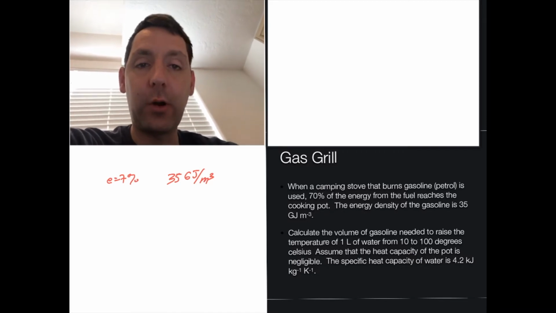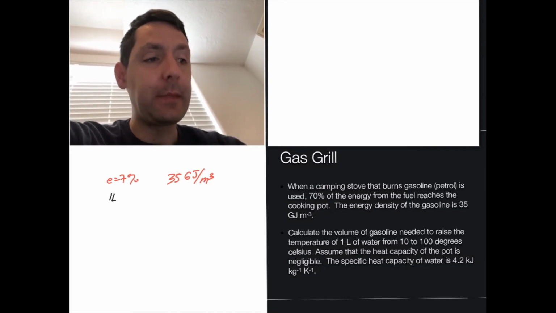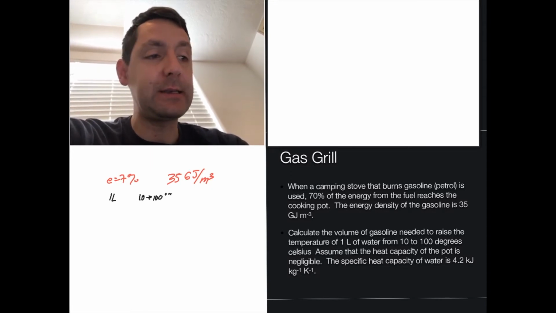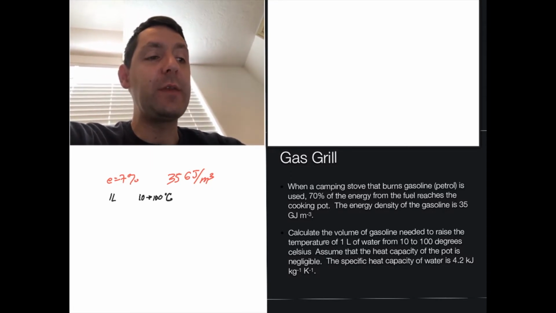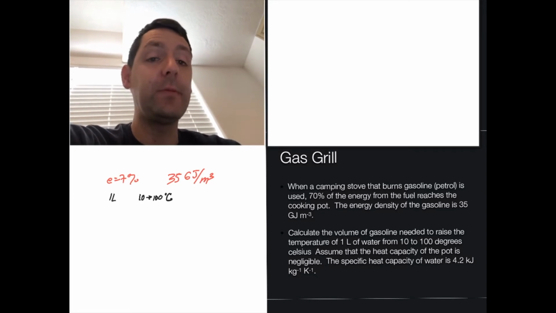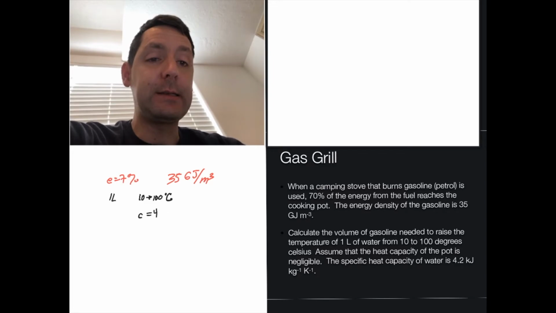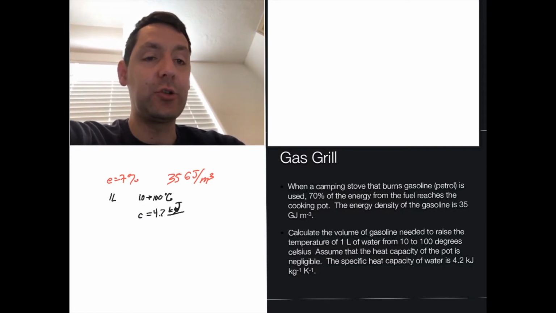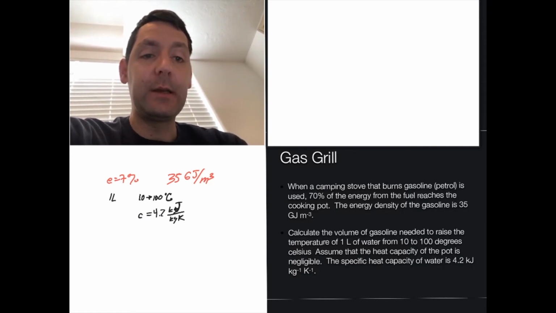So I've got 1 liter from 10 to 100 degrees Celsius, and assume that the heat capacity of the pot is negligible. The specific heat capacity, C, of the water is 4.2 kilojoules per kilogram Kelvin.